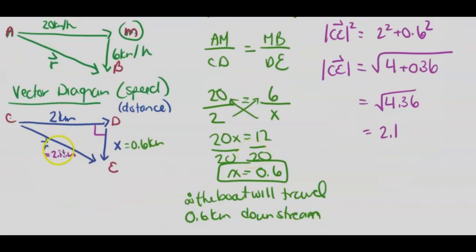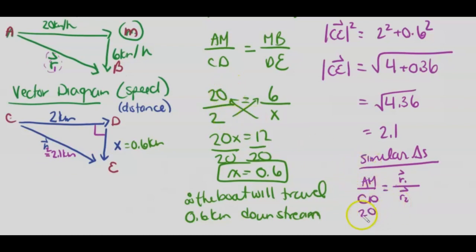So if this is 2.1, let's use similar triangles again to solve for this vector R. Let's call this R1. This can be R2. So we're going to still do the AM over CD, but this time it's going to be vector R1 over vector R2. So we're going to have the same 20 over 2 equals R1 over 2.1.